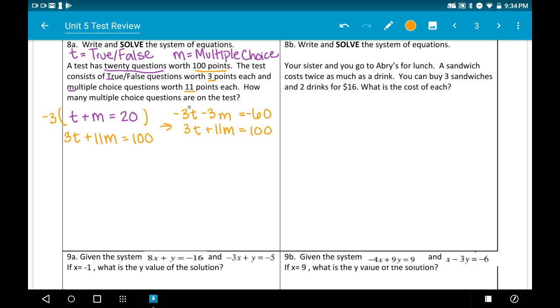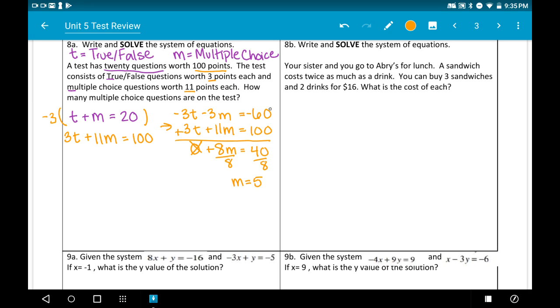Now that we have opposites with negative 3t and positive 3t, we're going to add them together. So negative 3t plus positive 3t is 0. Negative 3m plus 11m will be 8m. Negative 60 plus 100 is 40. This 0 doesn't matter, so we just have to divide by an 8, which means m equals 5. So that means there are 5 multiple choice questions on this test.